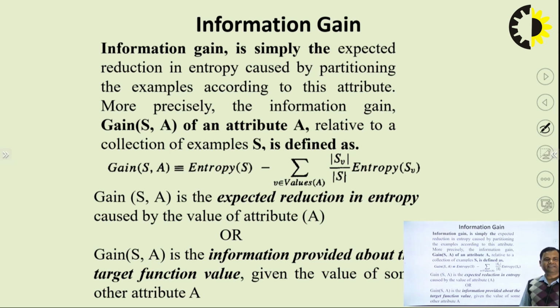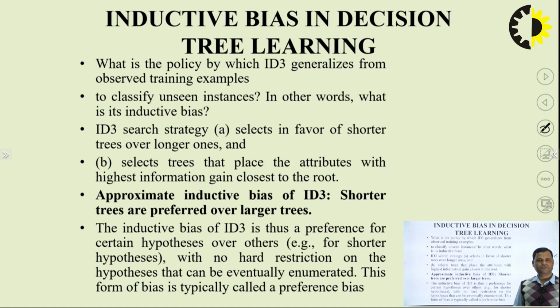This is the way we can select which particular attribute is the most important, the best one to take as the root node. If a particular attribute has the highest information gain, then that attribute will be selected as the root node.